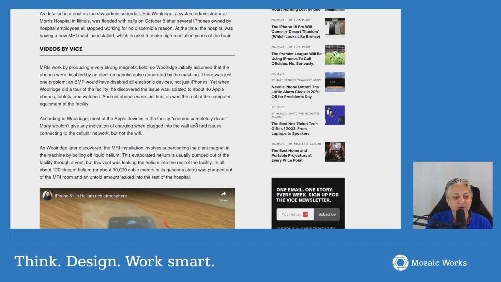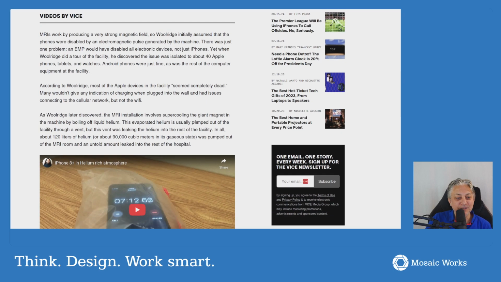There was just a problem. An EMP would have disabled all electronic devices, not just iPhones. Yet when Woolridge did a tour of the facility, he discovered the issue was isolated to about 40 Apple phones, tablets, and watches. Android phones were just fine, as was the rest of the computer equipment at the facility. Now imagine having to investigate this bug.